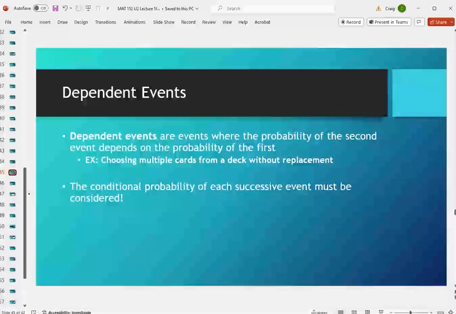Independent events are when the probability events do not affect one another. Dependent events are where the probability of the second event depends on the first. Imagine that you're choosing cards from a deck. You're going to choose multiple cards in a row, but you're not going to replace any of them. So the first card you choose changes the probability of the next card that you choose, and so on. When you deal with dependent events, where one affects the other, you're doing things in some kind of order, and then you have to consider how the probability changes at each step.